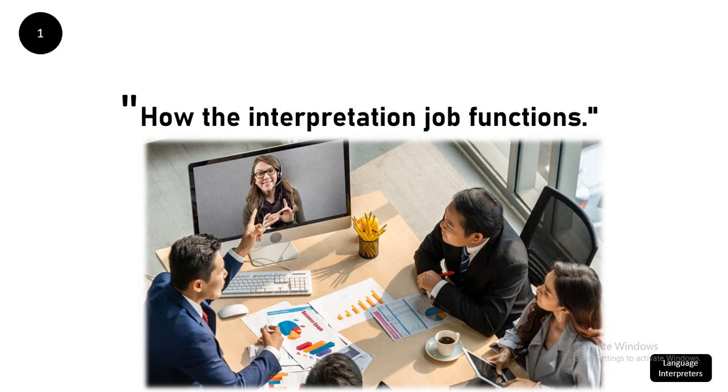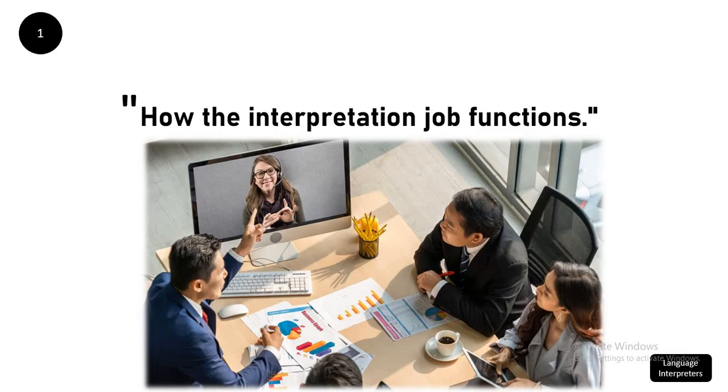Okay, today we will talk about interpretation. Most of the freshers, when they come, ask a lot of questions: how the interpretation job works, how the payment is done, what requirements are there, and what are some of the important steps that we have to take in order to become an interpreter.